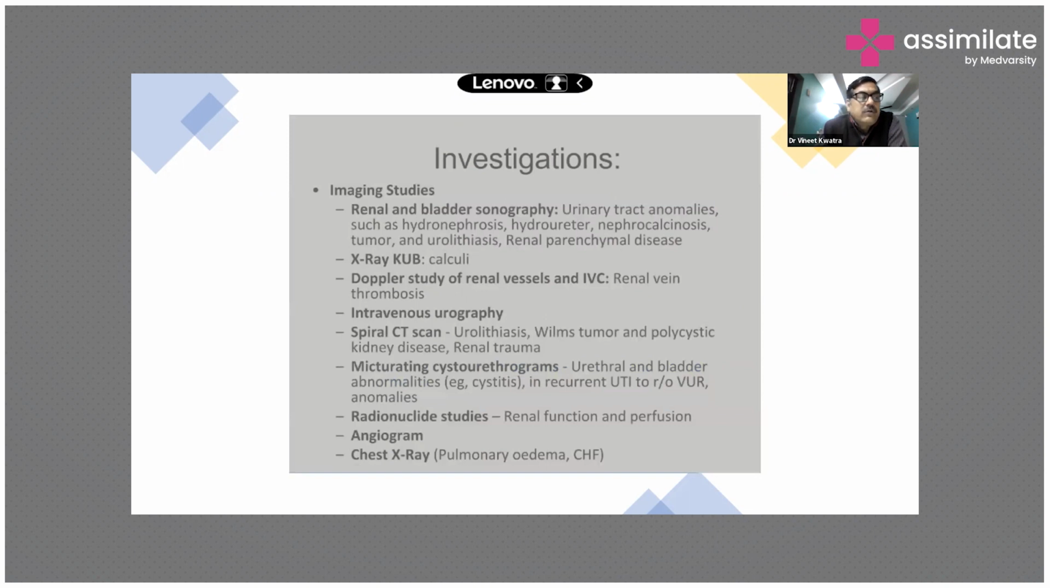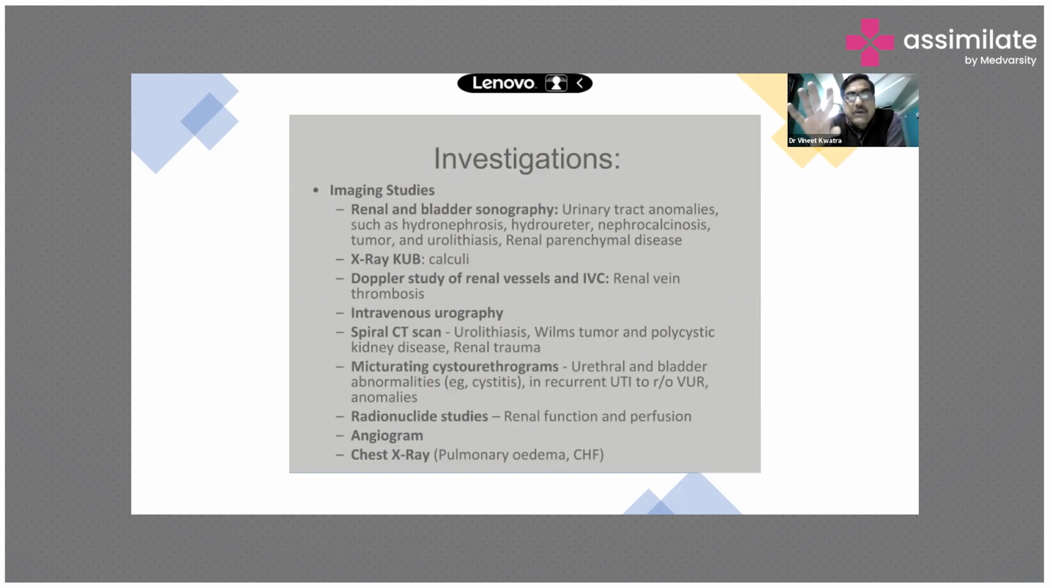Okay, now we go with the imaging studies. See, the imaging studies, the renal and bladder ultrasounds, like we told you, are for any urinary tract anomalies, hydronephrosis, hydroureter, nephrocalcinosis, any tumors, urolithiasis, renal cystic diseases. So the first and foremost is to get a KUB. KUB is kidney, ureter, bladder, renal or bladder sonography, which is the prime investigation.